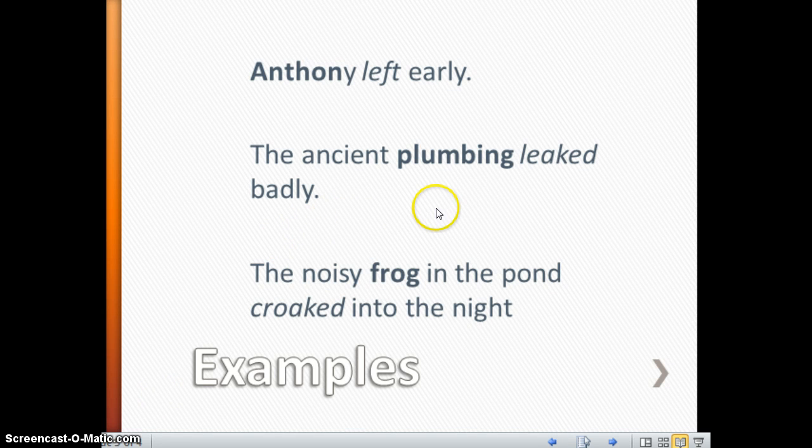The second sentence has many more words than the other sentences, but you still ask yourself the same questions in order to find the subject and the verb. You ask yourself who or what is doing something. So the something they're doing is leaked, and who or what is leaking? The plumbing. And the third one, the noisy frog in the pond croaked into the night.